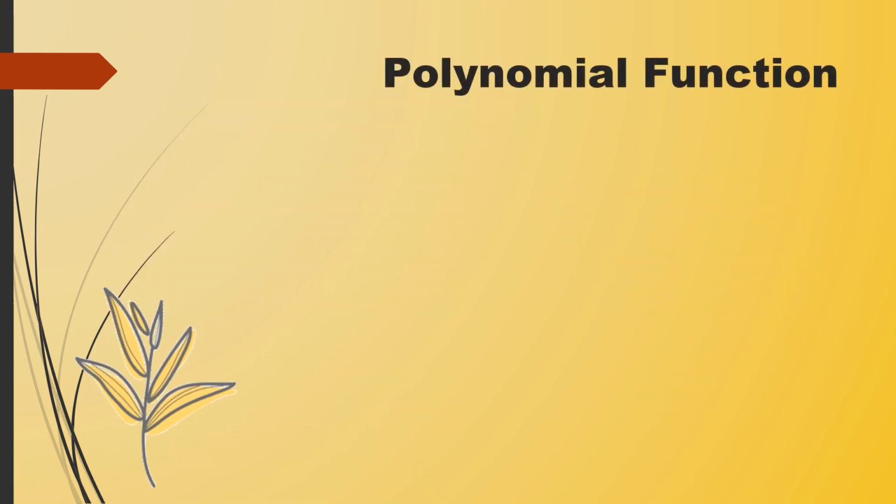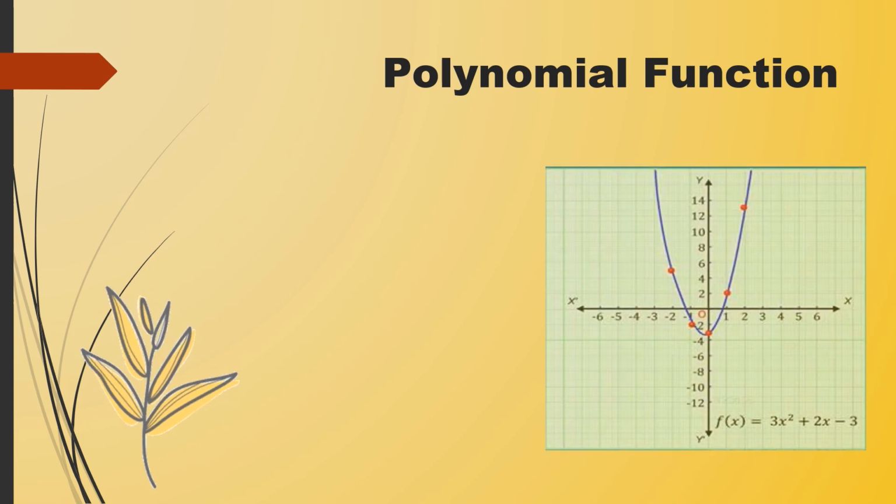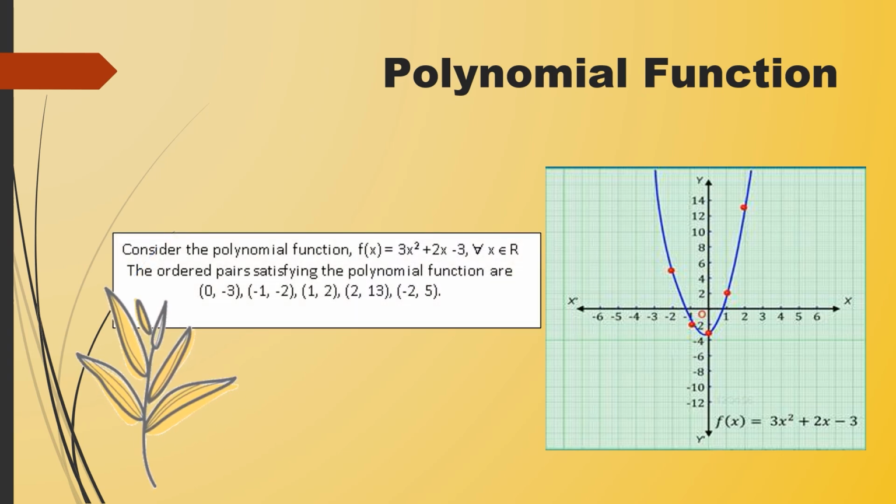Polynomial function. A function f is said to be a polynomial function if for all x in R, y is equal to f(x) is equal to a0 plus a1x plus a2x square plus a3x cube and so on, where n is a non-negative integer and a0, a1, a2 are real numbers. Consider the polynomial function f(x) is equal to 3x square plus 2x minus 3. Its graph is shown.